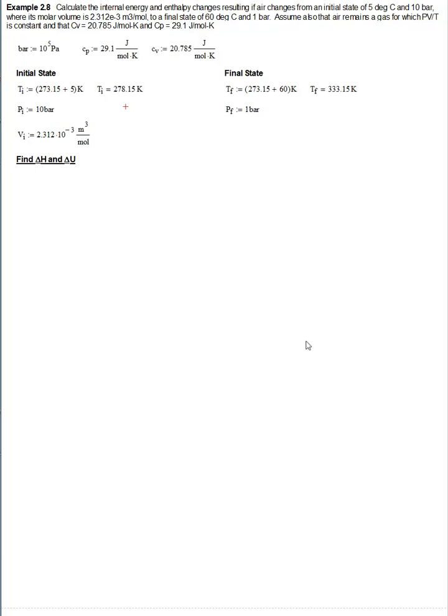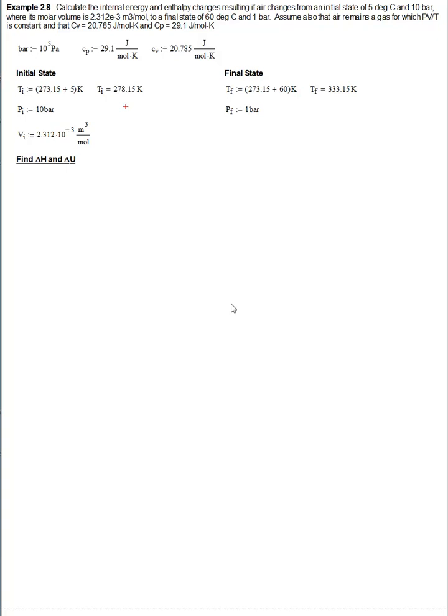All right, this is example 2.8 from the Smith and Van Ness 8th edition textbook. We worked this in class, but I wanted to go over it in a little more detail in this format. It says calculate the internal energy and enthalpy changes resulting if air changes from an initial state of 5 degrees C and 10 bar with a specified molar volume to a final state of 60 degrees C and 1 bar. Assume also that air remains a gas for which PV over T is constant, and you are given the CV and CP values.